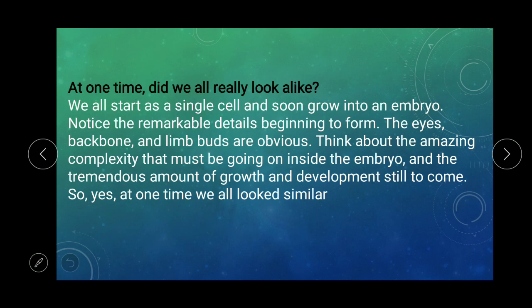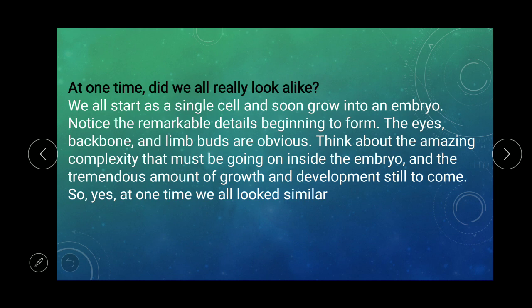So first of all, let us start with a question. At one time, did we really look alike? The answer is yes. We look alike when we are zygote, in the zygotic stage, or you can say the single cell stage, that is formed by the fusion of the male and female gamete, and soon we grow into an embryo. That is, after the zygote, through blastula and morula, the embryo will be formed.